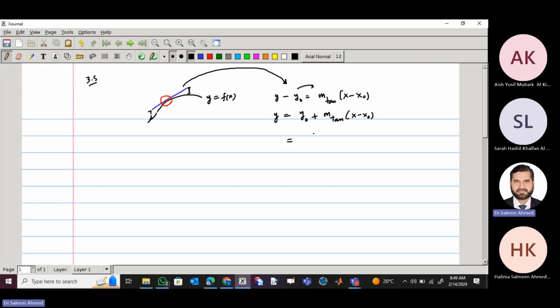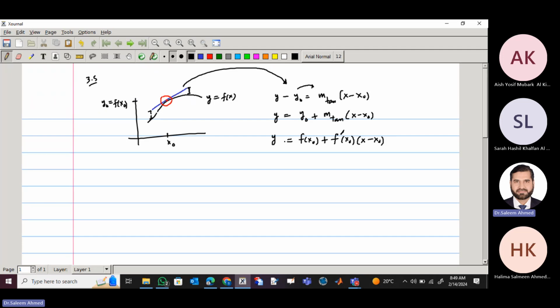But here you see y naught is the function value at x naught, because this point is x naught and this is y naught, right? So y naught comes from the function f at x naught. So I just replace the value, plus m. You know that the slope of the tangent line comes from the derivative at x naught, times x minus x naught. So this is the equation.